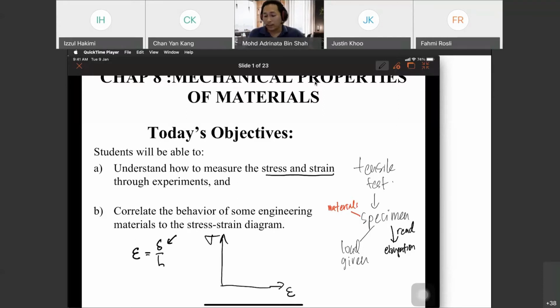If you give a load, stress is equal to P over A.